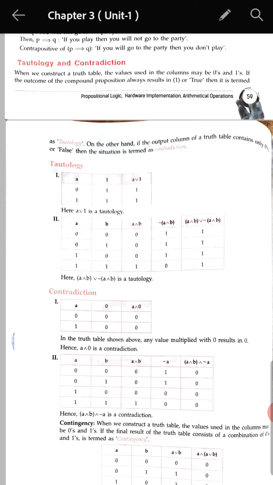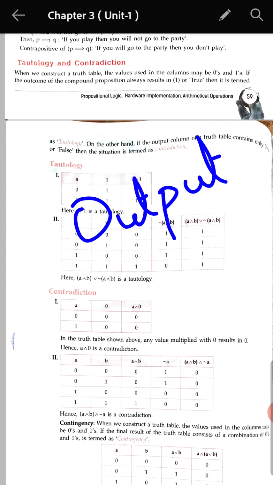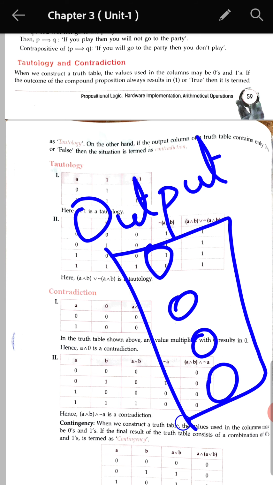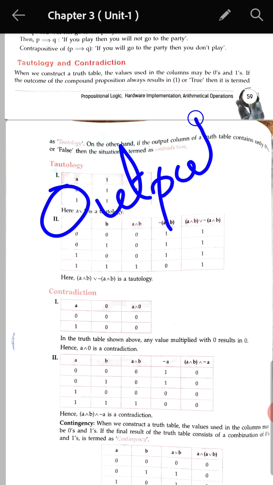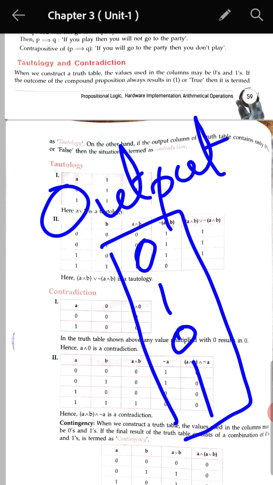If your output contains all zeros, then that is contradiction. And if your output contains a combination of zeros and ones, then it is contingency. Three topics you have: tautology, contradiction, contingency.